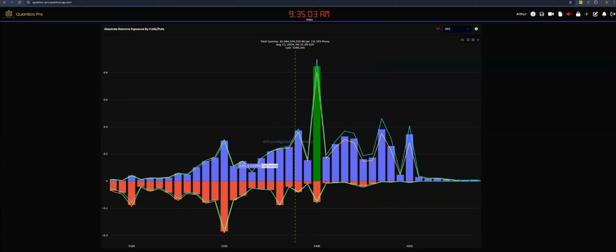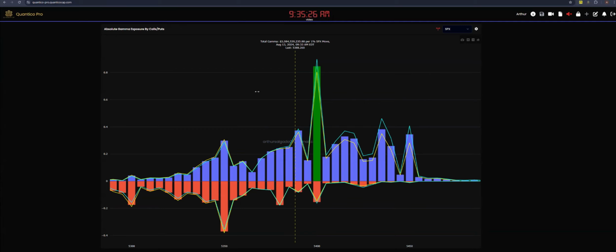This also shows you in strikes. Each one of these bars is a strike. A strike is every 5 points. So you can see the interest for every 5 points. So you can see here it's 5,360. The next one is 5,365, 5,370, and so on.